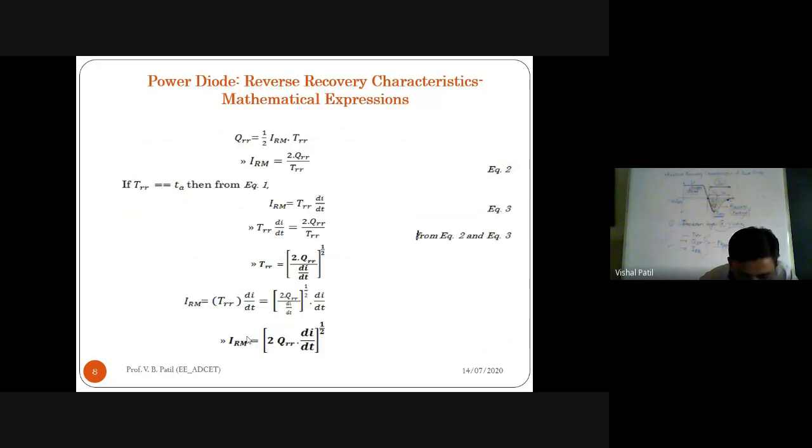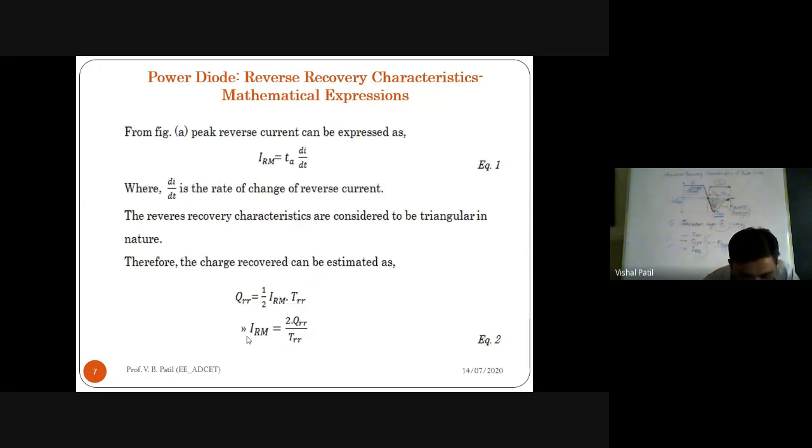Okay. So here, this is the complete analysis of these three parameters. Reverse recovery characteristics are considered to be triangular in nature. Therefore, the charge stored can be estimated as QRR equals half into IRM into TRR. So IRM equals 2 QRR divided by TRR. Okay, this is just replacement of the parameters.